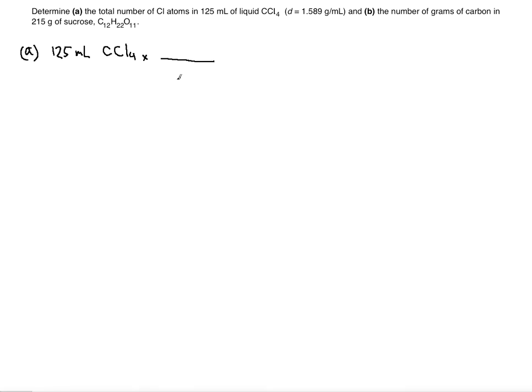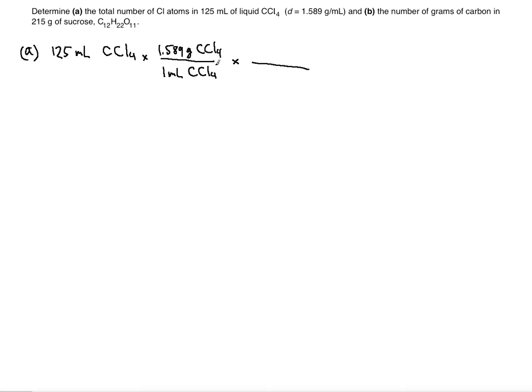Then we need to get rid of milliliters, right? So 1 milliliter of CCl4 takes 1.58 grams of CCl4. We know that from the conversion using the density, right? And this way we get rid of the milliliters. We already converted to grams. Now we will need to get rid of the grams, right?